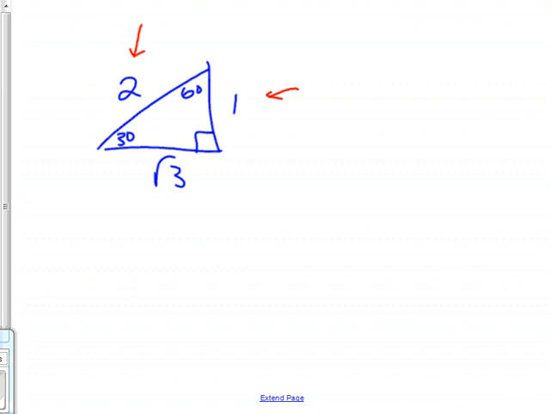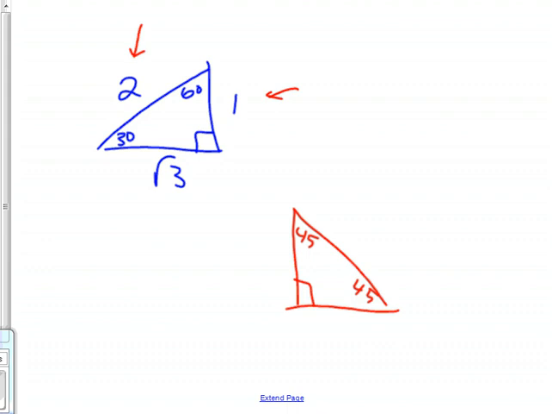Memorize this one. 1, 2, square root of 3. Got it? Okay, here's another one. It's the other biggie. Instead of 30, 60, 90, what's this one? 90, and what are the other two? 45, 45, 90. Oop, not 44. 45, 45, 90. Okay, and that one, who's got the sides memorized on that one?